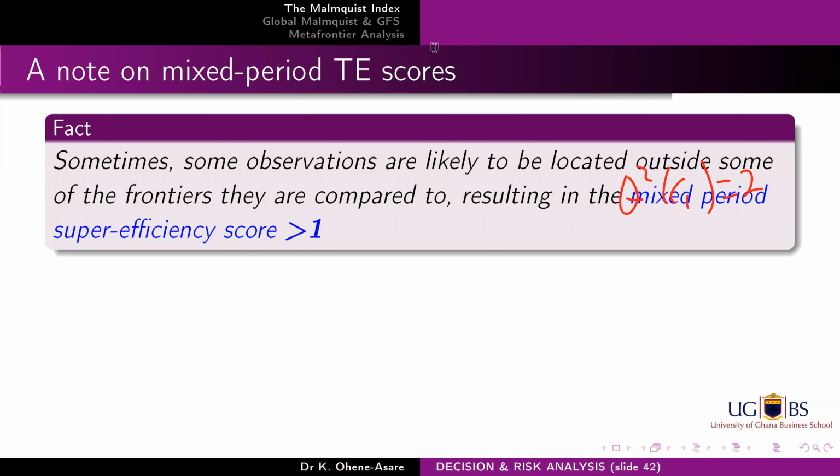The point that I made, that is a point that you see here, in this fact, that sometimes some of the observations are likely to be outside the frontiers they are compared to. And that is what will lead to super efficiency scores greater than 1. And this only happens under the mixed period efficiency estimations. It doesn't happen under the own period efficiency estimations. It is only under the mixed period efficiency estimations. So you want to also respectfully know that.